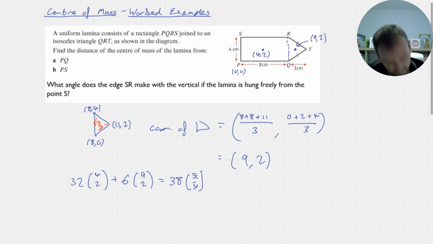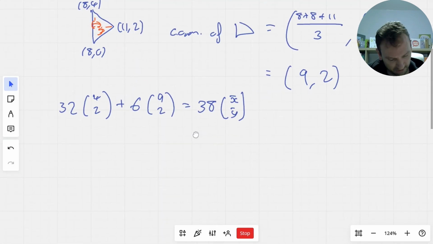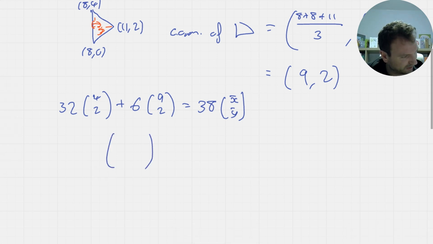And by convention, I'm going to write x bar, y bar here. At this point, we just get a nice, easy equation to solve. We have to combine this left-hand side into one vector. If we do that, we're going to get 182, 76 is equal to 38 x bar, y bar.